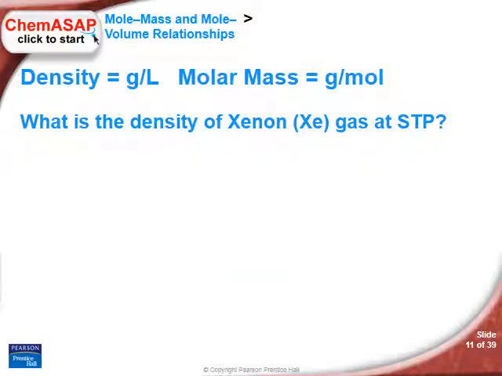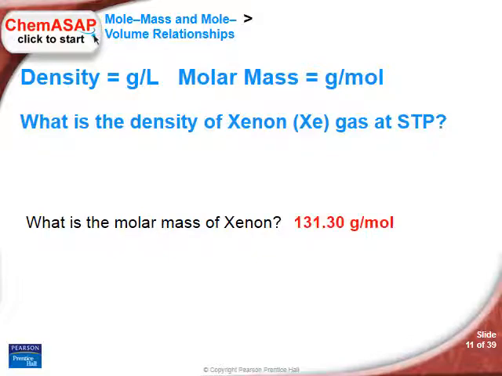One more example. We're going to look at xenon here. It says, what is the density of xenon gas at standard temperature and pressure? They didn't give us a number, which means we're going to have to look at the periodic table and figure out, well, what is the molar mass of xenon? Because in order to switch between density and molar mass, we need at least one number to go on. Molar mass is pretty easy to look at.